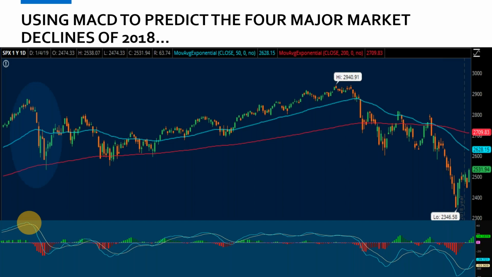And what did it tell us? Well, it's warning us that the momentum is potentially going to shift and the market's going to sell off. And it did. It did a pretty good job at getting it right there at the top, right?